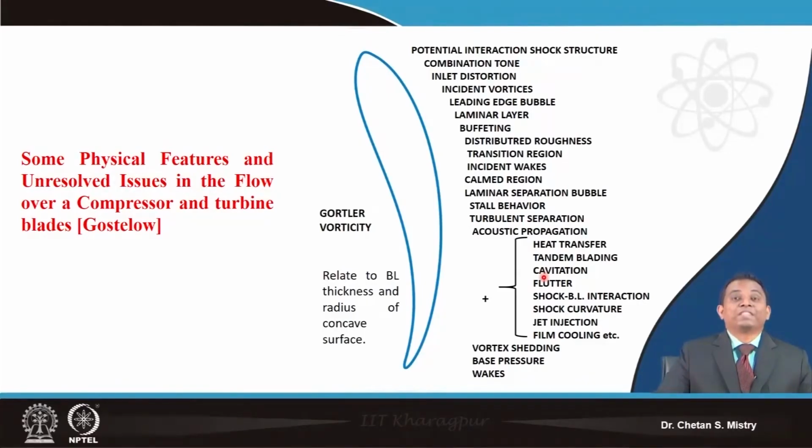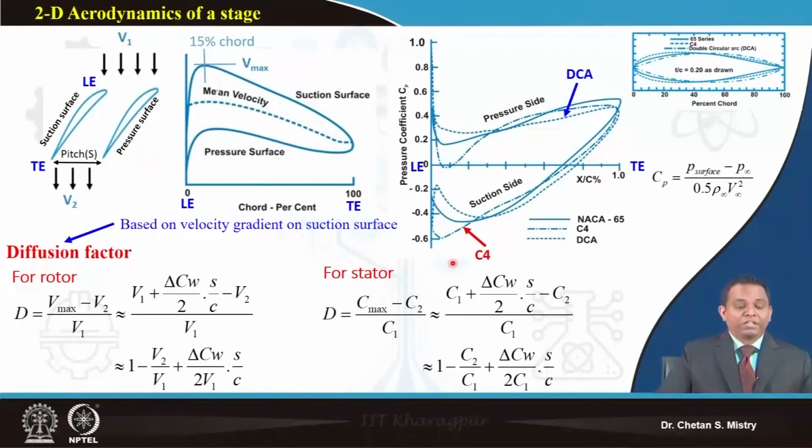So, just look at the challenges we need to face when we use our aerofoil for making a blade. It is not that easy. Even on my pressure surface, I will have boundary layer thickness and the radius of the concave surface, which will give you Görtler vorticity on that surface. Okay. So, the aerofoil we use for an axial flow fan or axial flow compressor has so many difficulties and issues that people are still resolving. Now, with this background, let us move ahead and understand how this will help us in the design of our compressors and fans.